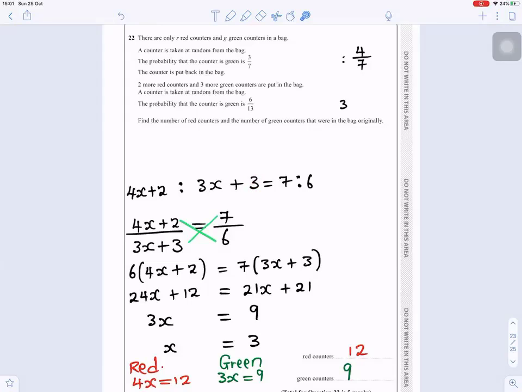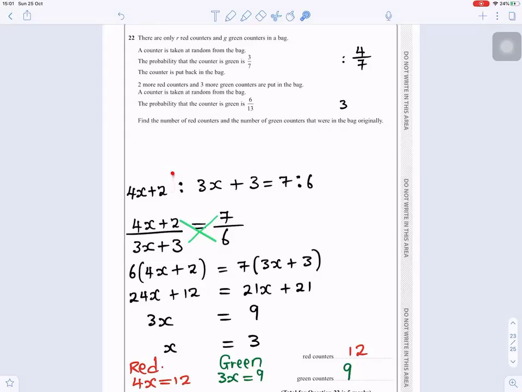A counter is taken at random from the bag. The probability that the counter is green is 6/13. If it's 6 out of 13 to be green, 13 minus 6 is 7. There will be 7 red. So find the number of red counters and the number of green counters that were in the bag originally.